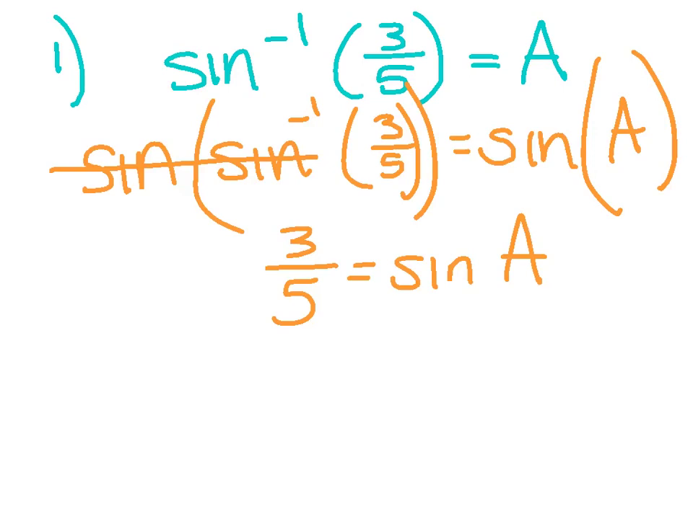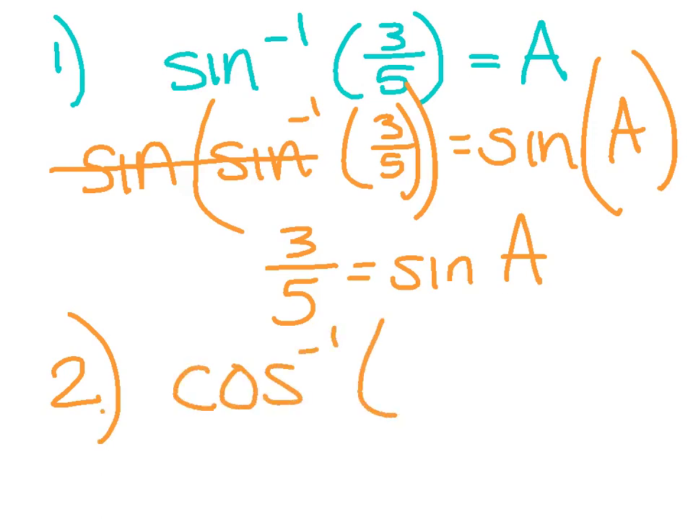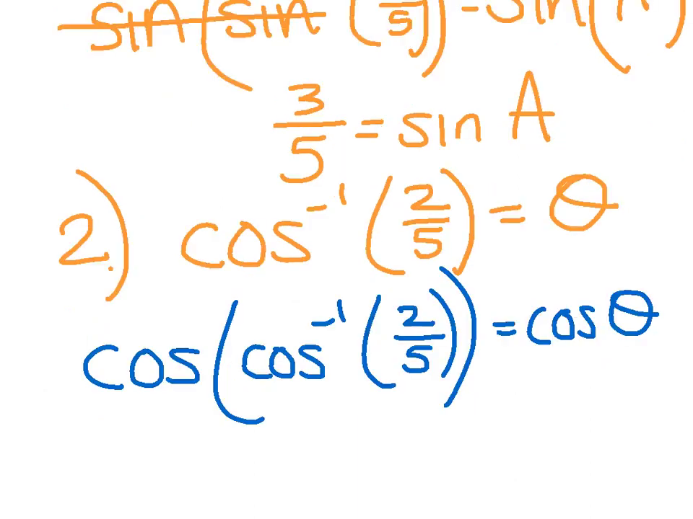So I just want to be clear, you're always doing the opposite. If you see the inverse, do the regular sine. If you see the regular sine, do the inverse. All right, you've got this one on your own. Pause it and see if you get the same thing. Cos inverse of 2/5 equals theta. Go ahead and rewrite this. So I already had cos inverse, so I took cosine of both sides. Those will zap out, and I'll have 2/5 equals the cosine of theta.